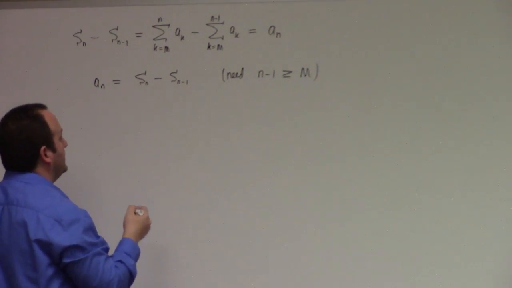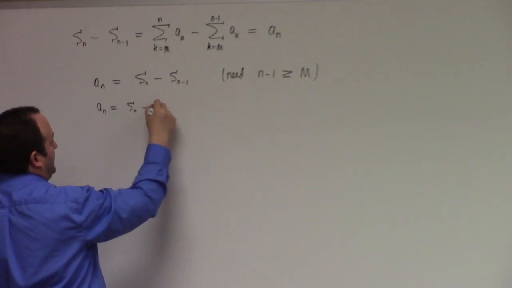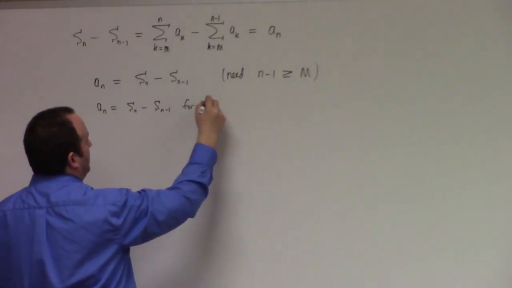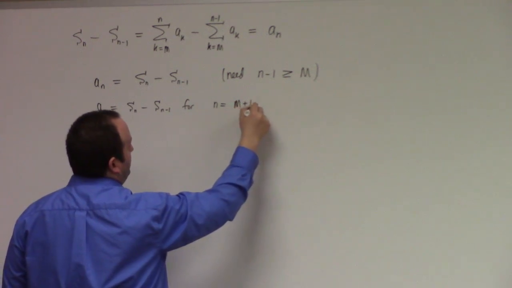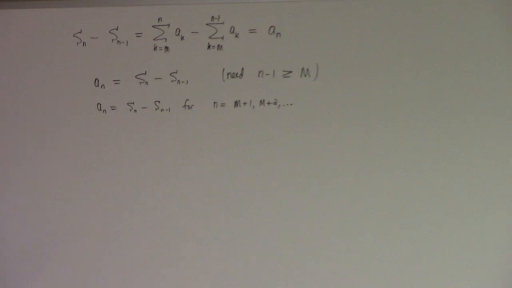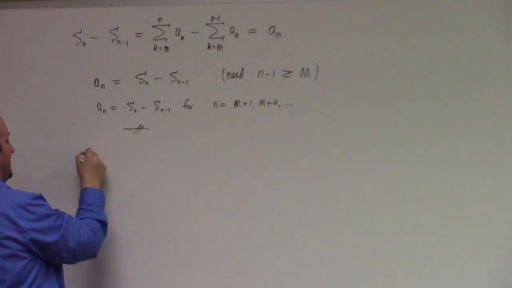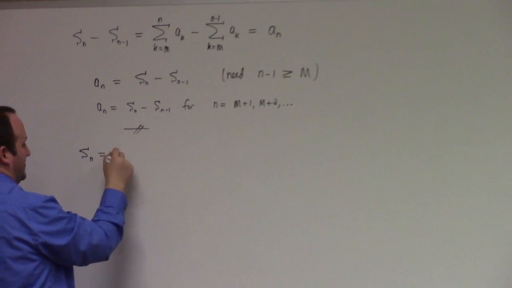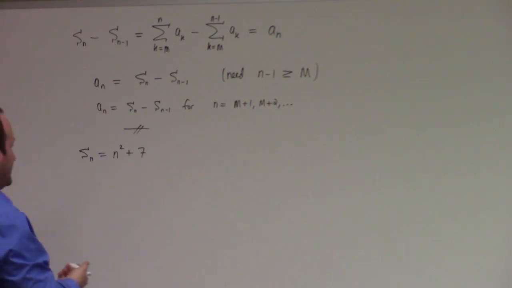So in other words, we have a_n equal to S_n minus S_{n-1} for n equals what? Well, n equals m plus 1, m plus 2, dot dot dot. This formula does not apply to the base case. Okay, so then, like yesterday, what did I do? I said, okay, suppose S_n is equal to n squared plus 7, right? And then I said, okay, let's find the terms which are being added to get this, right?